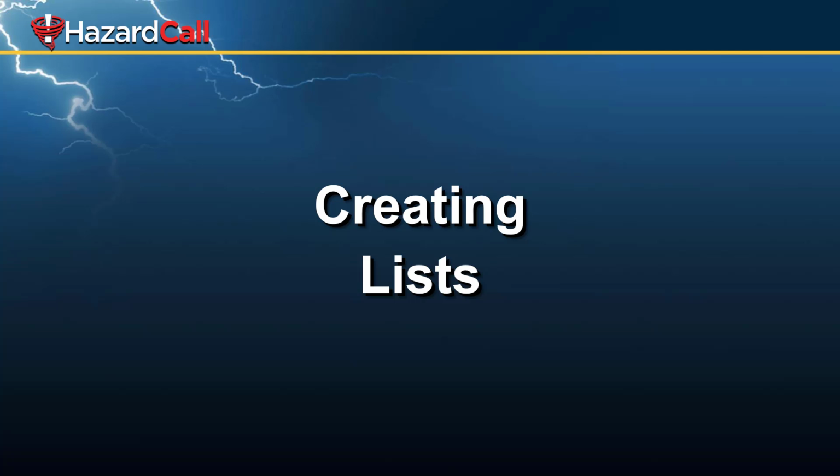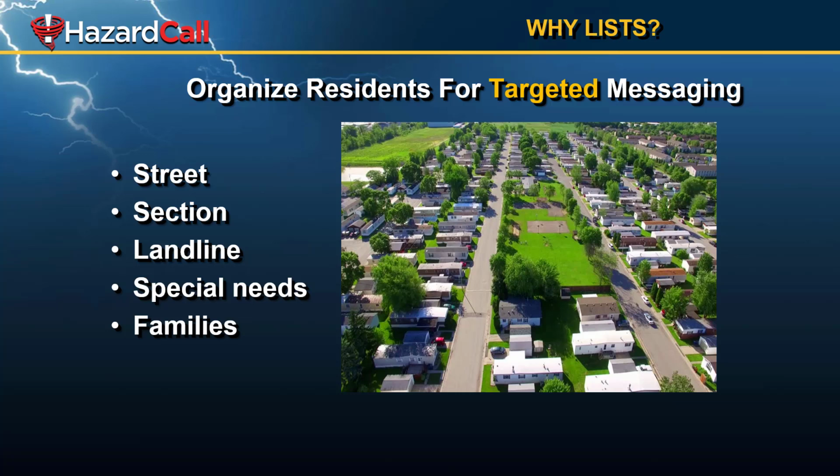Well, now let's talk about creating lists. And this is a way for you to break up your community in a way that makes sense to you. You can organize residents for targeted messaging by using the lists. So you can organize them by the street they live on, the section of the community, whether they're on a landline, or if they have special needs, or if they're a family, or whatever. You know your community best, and you know the best way to break it up. But one way to think about it is if there's a water outage that's only on Elm Street, you only really need to message the people on Elm Street as opposed to the entire community.